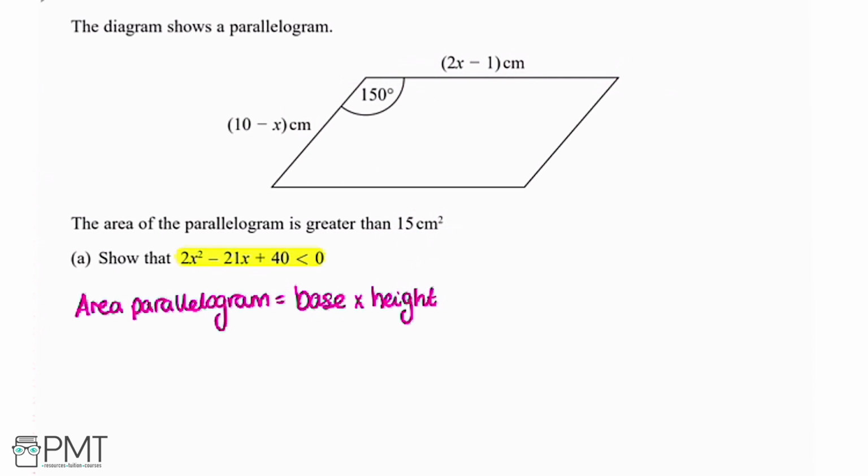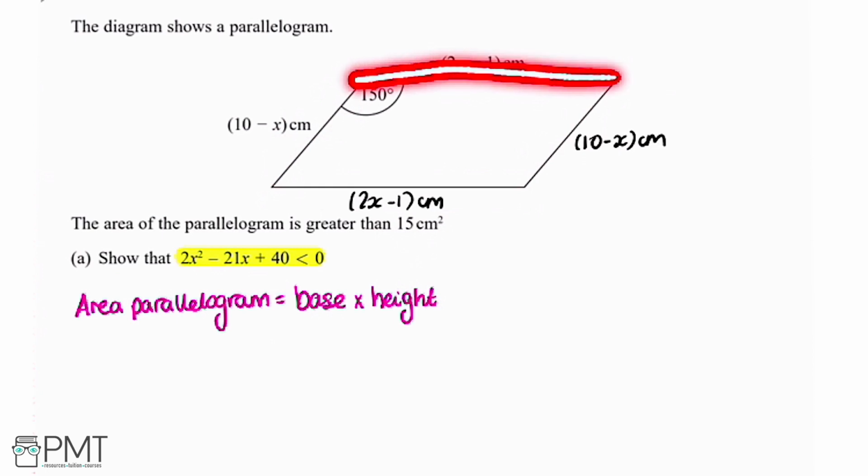Now, because we've been given the measurement of this length and this length, and it's a parallelogram, this is equal to this, and this is equal to this. So we can write on the measurements to make it clearer. This is also going to be 2x minus 1 centimeters, and this is also going to be 10 minus x centimeters. The area is the base multiplied by the height, so that's this length multiplied by the height here. But we don't have that at the minute, so we need to work it out.